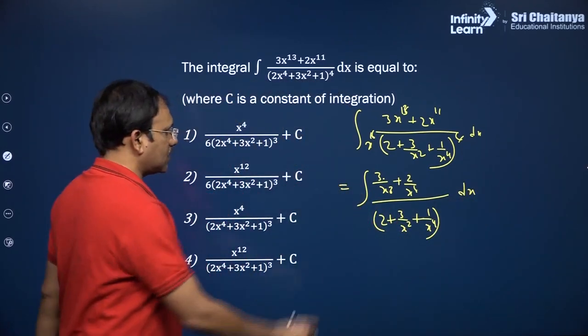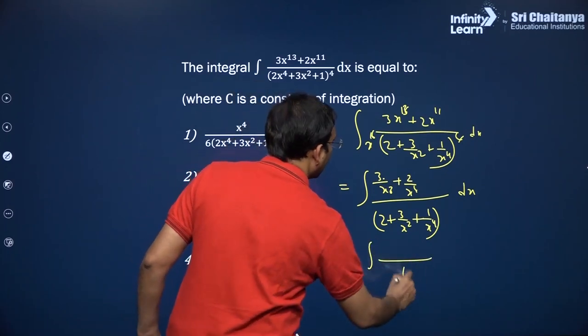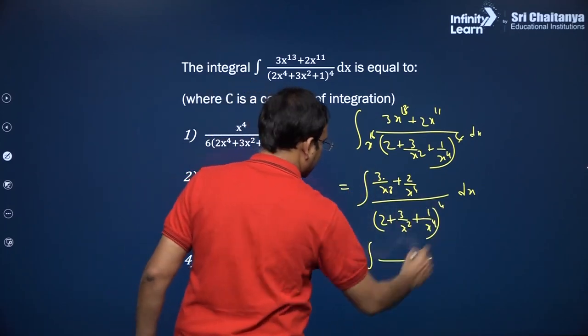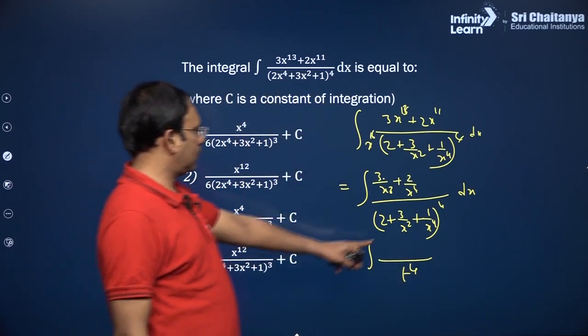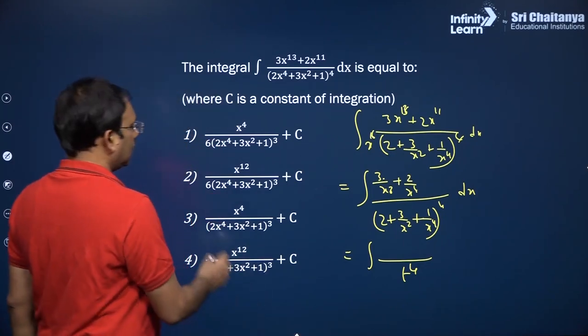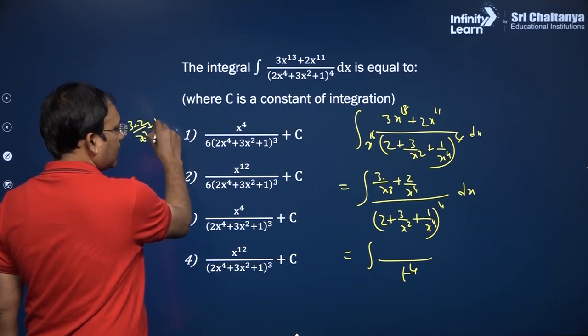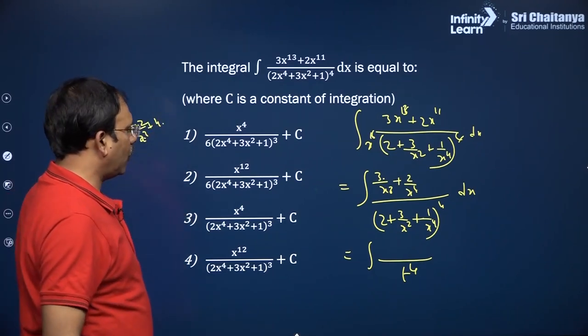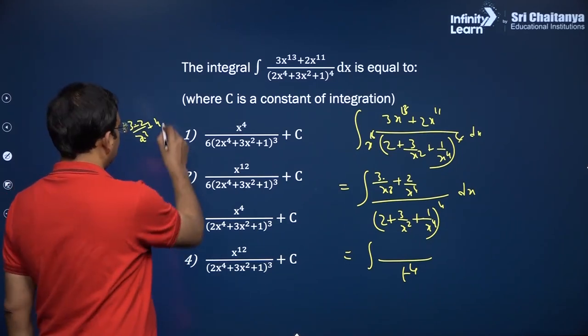You just take this as t. If you take this as t, my dear friends, integral 1 by t power 4 is there. So what is its derivative, my dear friends? To 3 by x square, that is 3 into minus 2 by x cube, plus 4 into 1 by x power 4, minus 4 by x power 5.